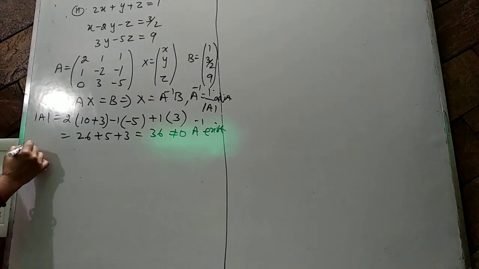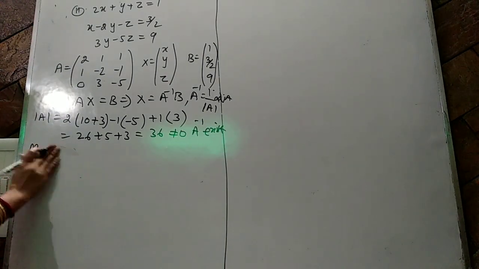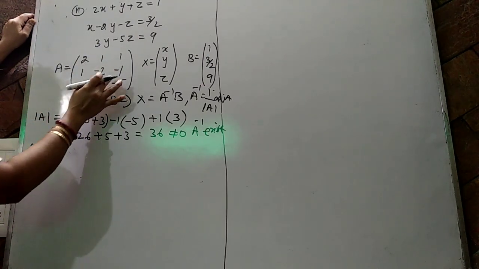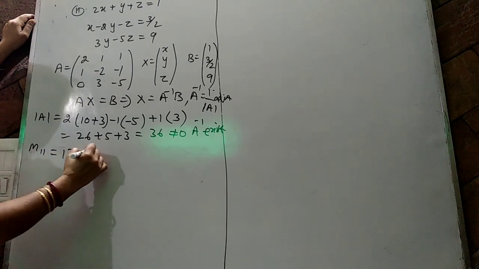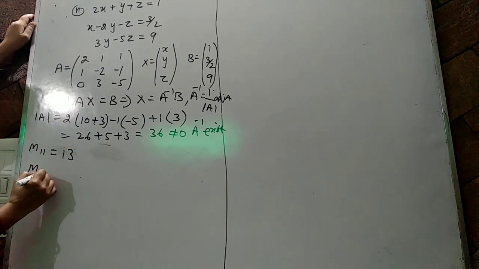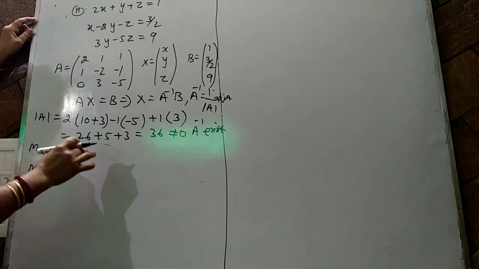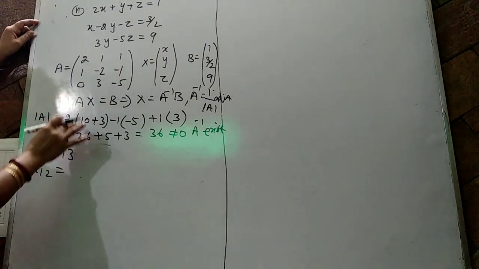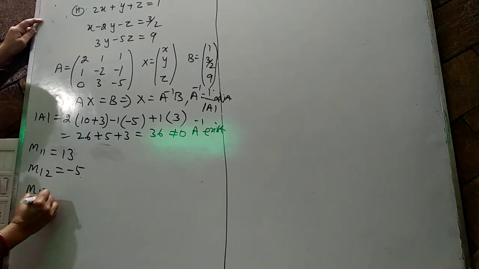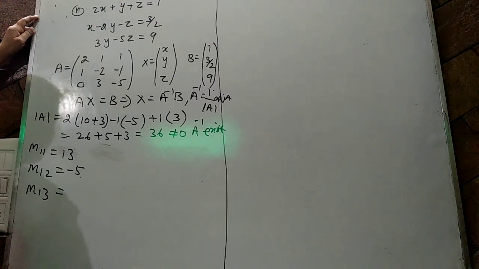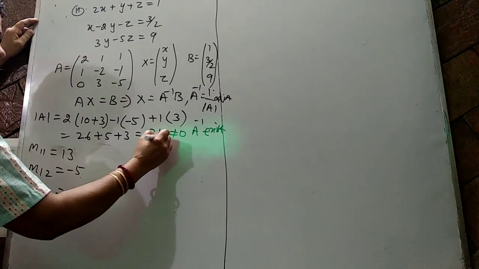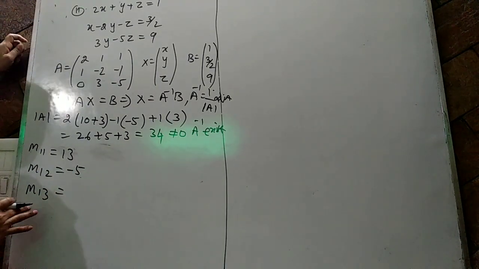Now we have to find the minors and cofactors. First I am finding M11: delete row and column, 10 plus 3, 13. Then M12: delete the corresponding first row, second column, we will get minus 5. Now M13. Total will be 34. Which one is better? This one? 31, 34. Yes, exactly. Well done. So you have to check your calculation.